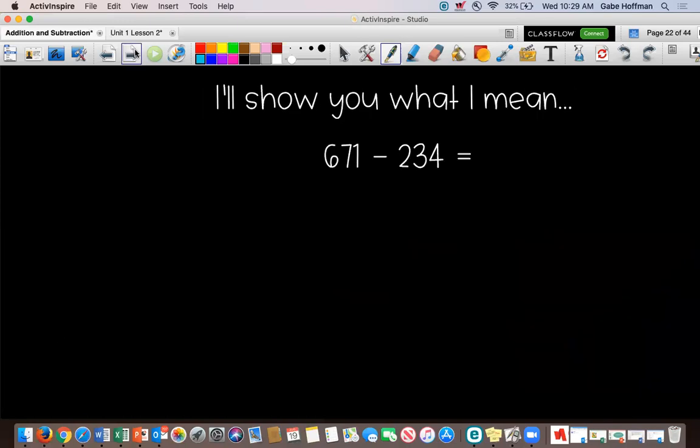I'm going to show you what I mean and how you can do it, and then we're going to try one together. If I have 671 minus 234, I'm going to use addition. I'm going to start at 234. Here's the key thing to know about this strategy: I am not adding 234 plus 671, because I'm not trying to figure out what those 2 numbers are together. I'm trying to figure out what the middle part is, the difference between those 2. So I'm going to add to that 234 until I get to 671. I'm going to start by going 234 plus 200.